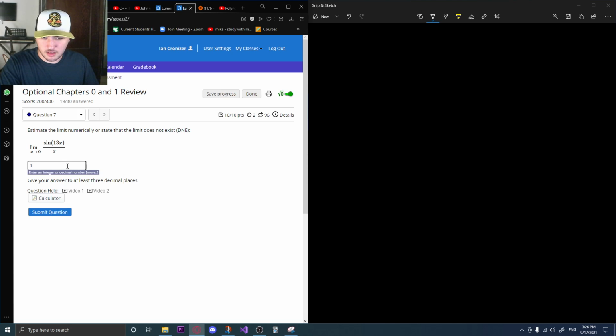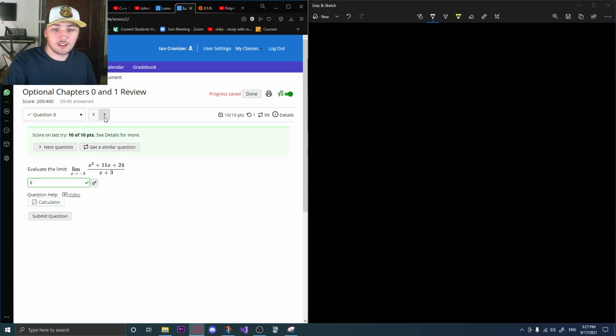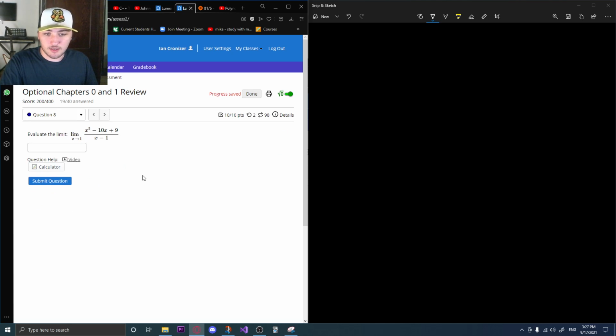13. If you don't know how I know this, sine of x over x is 1, and you can multiply the 13 out to the top and the bottom to rationalize this. From there, 13 can slide in front of the limit, and it's just sine 13x over 13x, which is the same as 1, so it's 13 times 1, which is 13. Similar question.